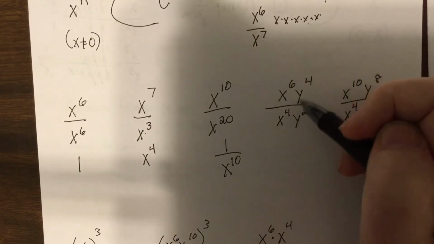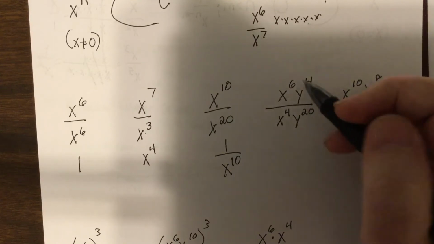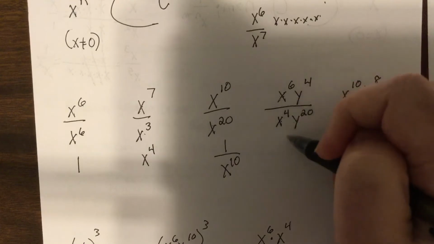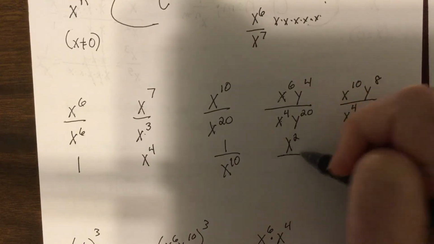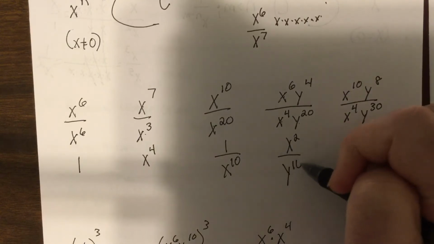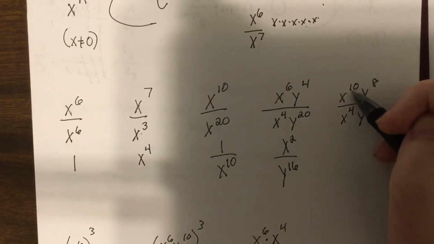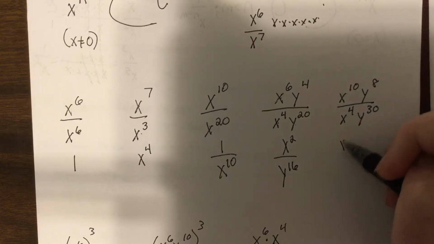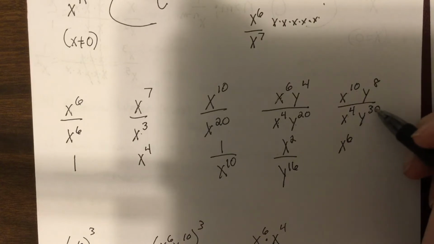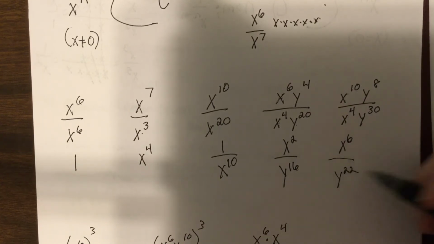Now here you have 2 variables, but you only do the x's together and only do the y's together. So this would be x to the 6th divided by x to the 4th, which is x squared. 4 of these cancel with 4 of these. It'd be y to the 16th. Here, this cancels. 10 of these, you take away 4 of them, so it's x to the 6th. Here there's 8 of these. You take 8 away from the 30, so it'd be y to the 22.